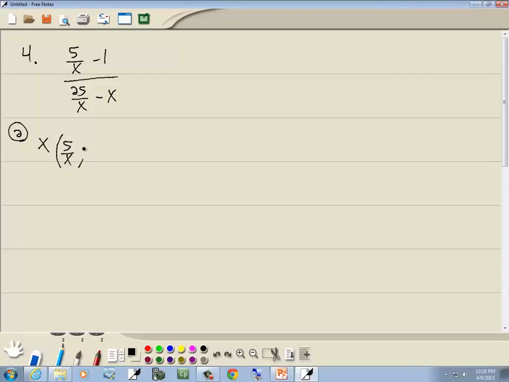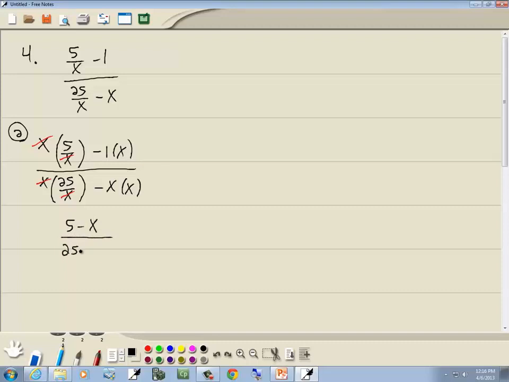So multiply it times 5 over x. We'll multiply it times negative 1. We'll multiply it times 25 over x. And we'll multiply it times x, or negative x. Well, when I do that, these x's are going to cancel, and these x's are going to cancel. And we're left with 5 minus x over 25 minus x times x is x squared.